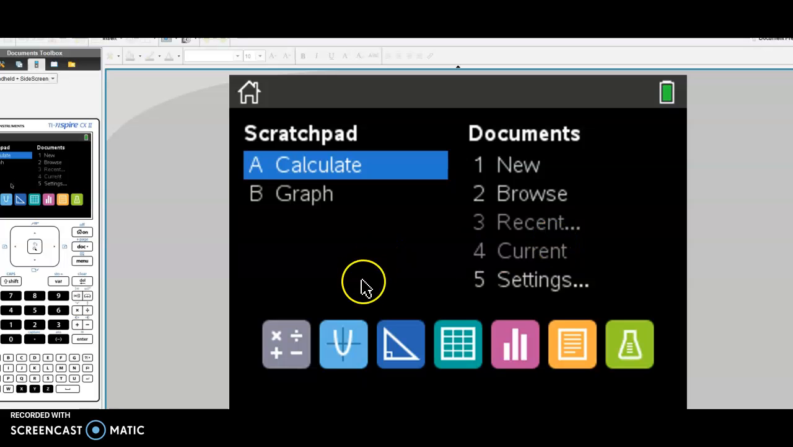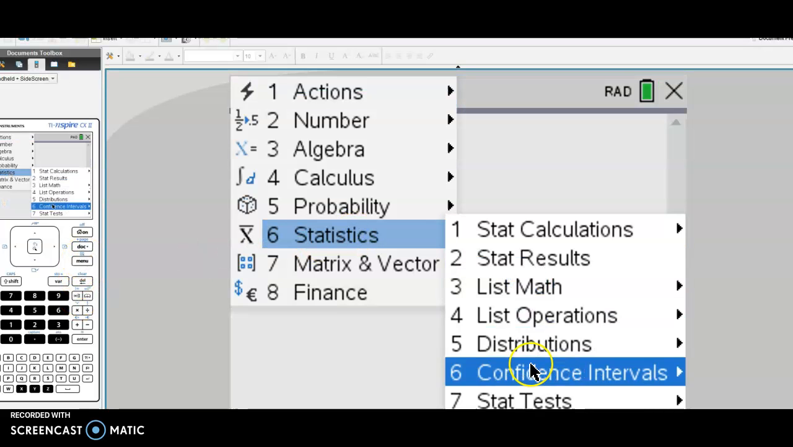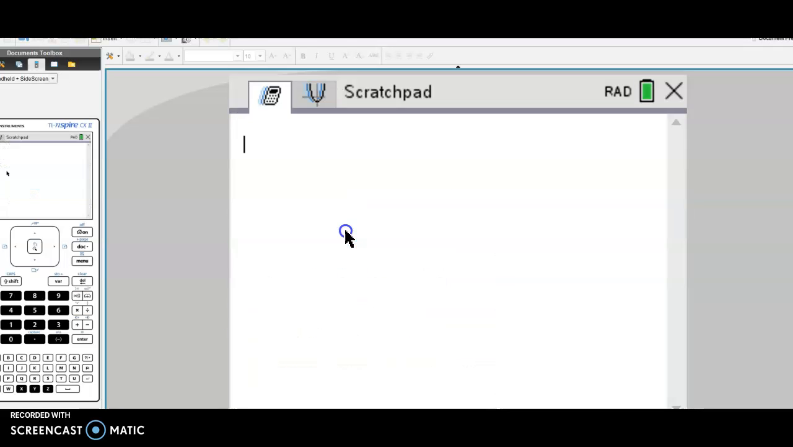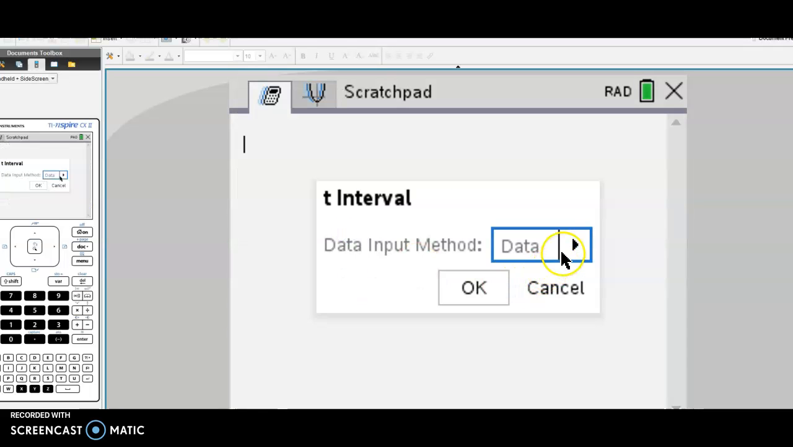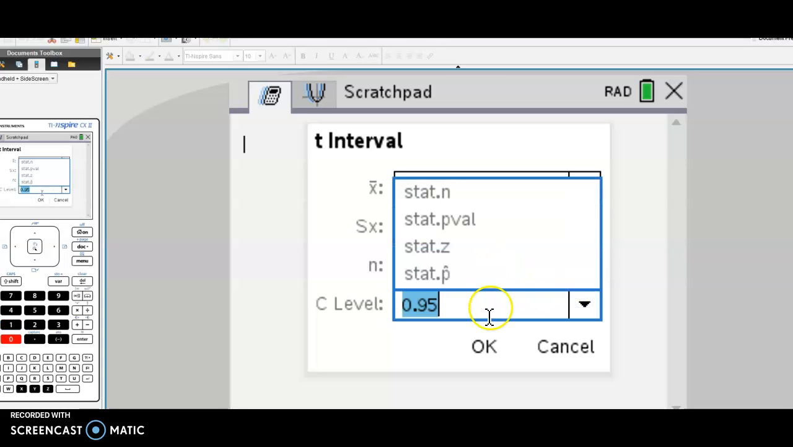So if I open up my calculator here and I go to calculate, I'm going to go here to menu, statistics. I want a confidence interval. Well, we're going to use a t-interval. Now, we're not going to worry too much about the data. I'll show you some in-class examples of this. What we're going to look at is the stats. So in our stats, we had a mean of 550 and a standard deviation of 150. And a sample size of 1,000. And we want 90% confidence. So we're going to use 0.9 here. So now I have everything that I need.